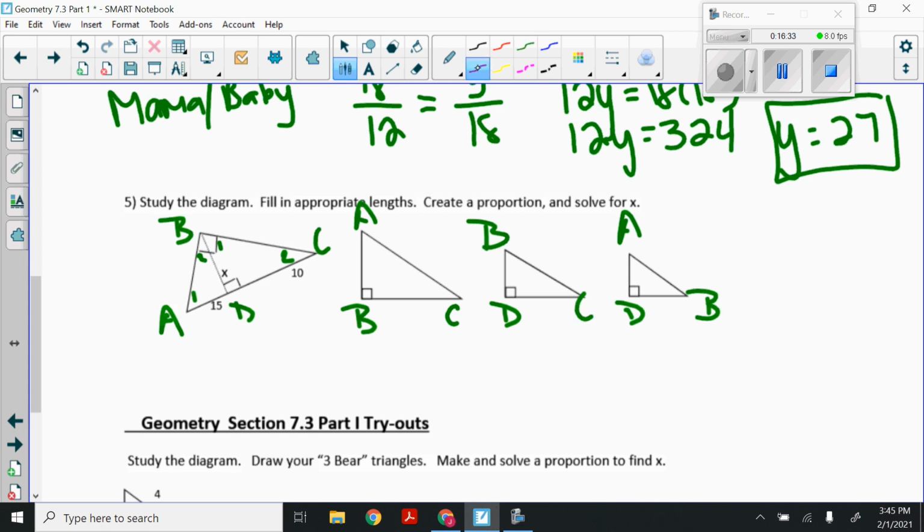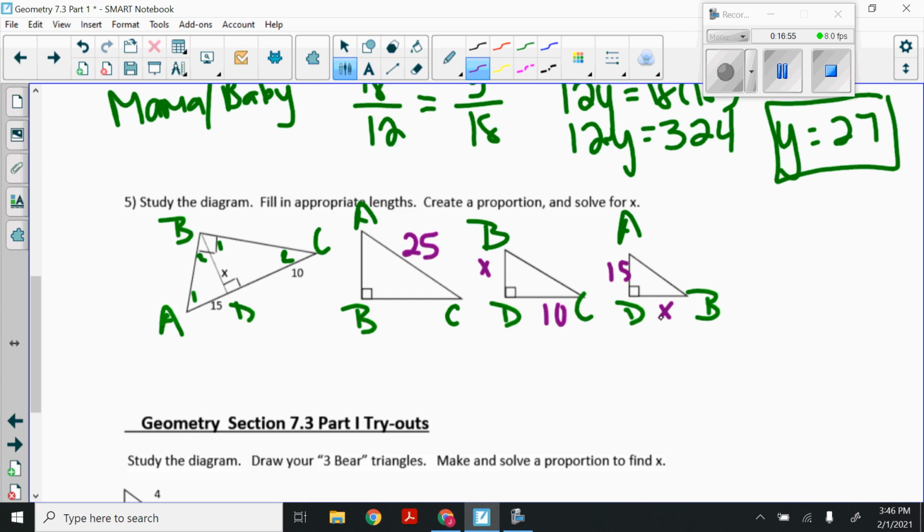So now let's label what do we know. A to D is marked 15 in my picture, so this is 15. D to C is marked 10. A to C is 15 plus 10, so that's 25. B to D is X.